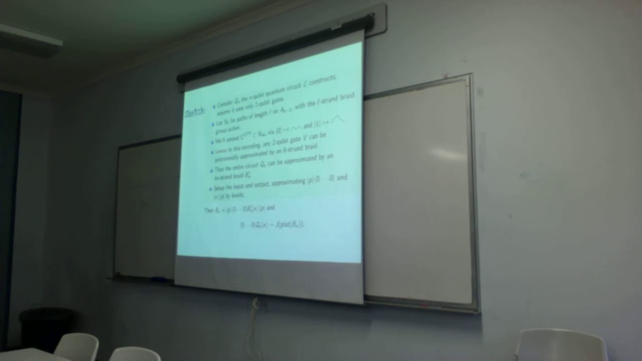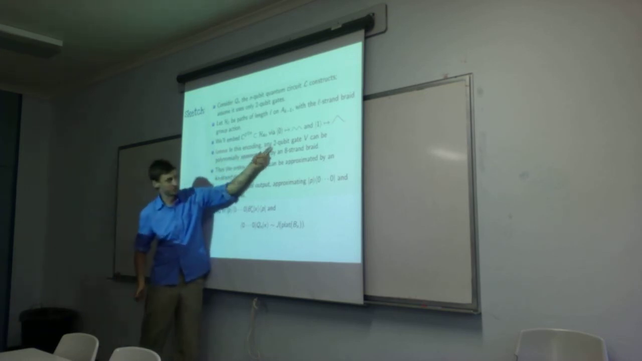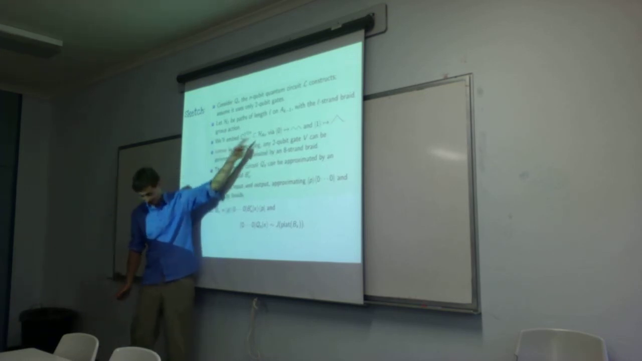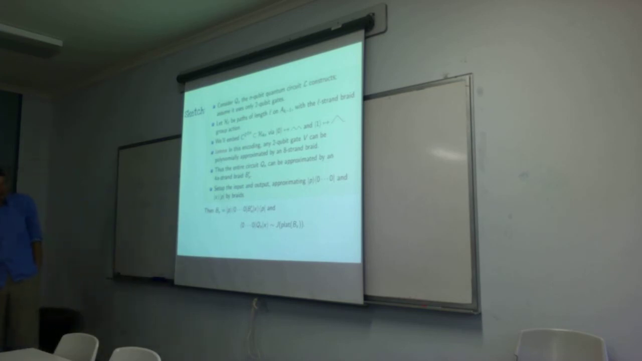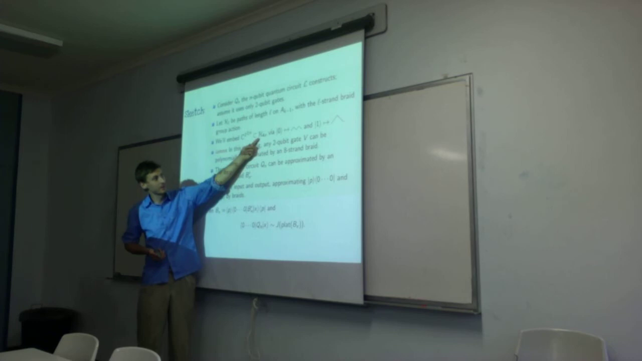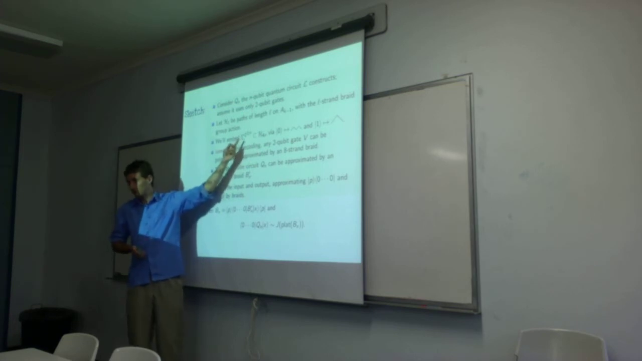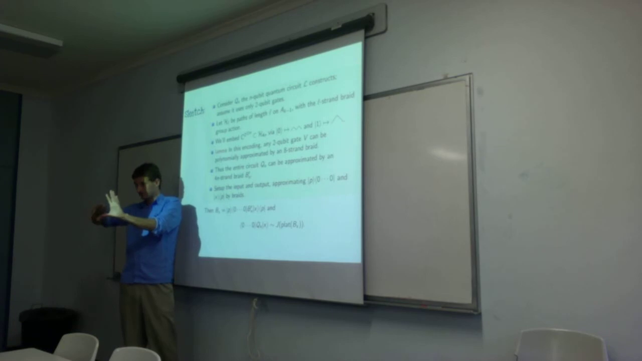And now, a bit of work that we need to go and do is that in this encoding, you can actually approximate any 2-qubit gate by some 8-strand braid. You should just check that 2 and 8 match up: you have 2 bits for embedding paths of length 8. Another way of saying this is that when you think about this 8-strand braid group acting on H8 with this 4-dimensional subspace in it, all that we're saying is that any unitary operator acting on that 4-dimensional space, taking that 4-dimensional subspace to itself, can be approximated by some braid.